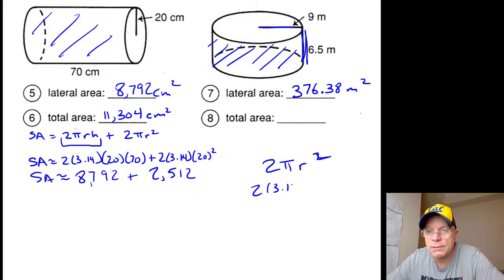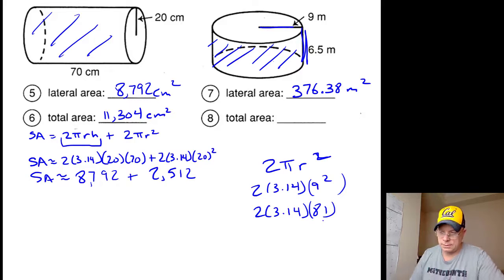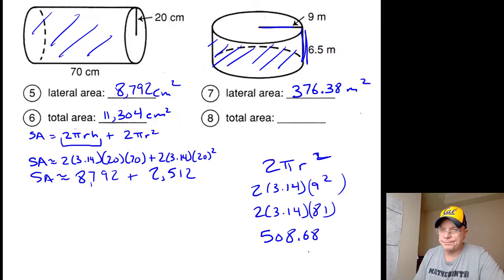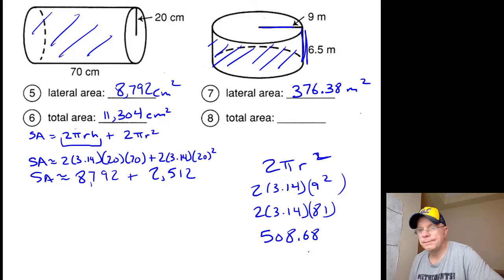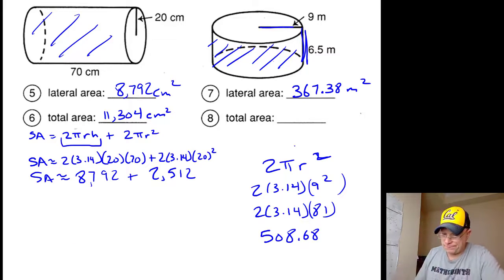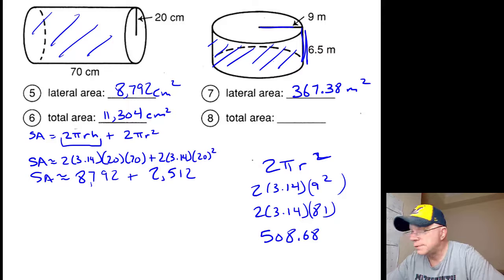2 times 3.14 times 9 squared, which is 81. 2 times 3.14 times 81 is 508.68. I feel like I've written that before. Maybe I just added it wrong. Plus, I wrote the number down wrong. 367, not 376. Had a little dyslexic moment there. 367.38 plus 508.68 is 876.06.